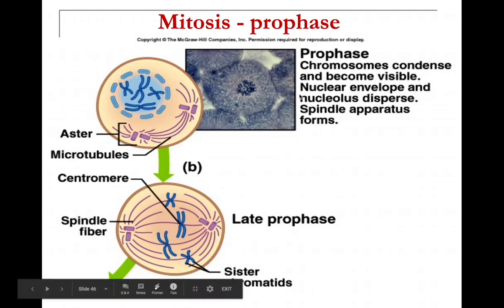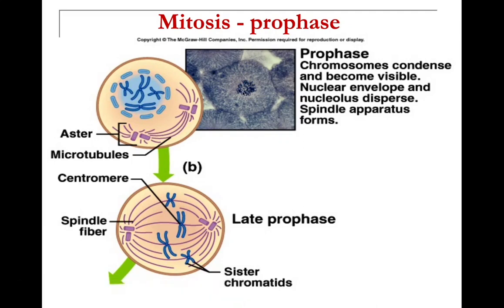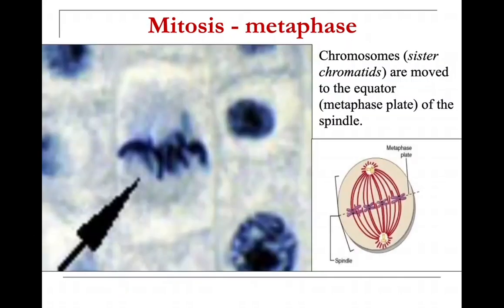So here, looking at prophase, what you can see is the chromosomes have started to condense and become visible. The nuclear envelope and the nucleolus are going to start to disappear, and you start to see the spindle apparatus here. In metaphase, this has a distinct appearance underneath the microscope. Your sister chromatids or chromosomes are going to be lined up along the metaphase plate, which is in the equator of the cell.